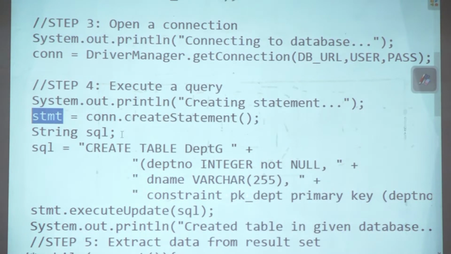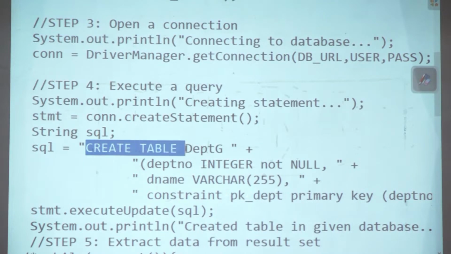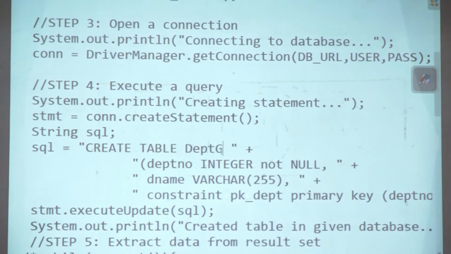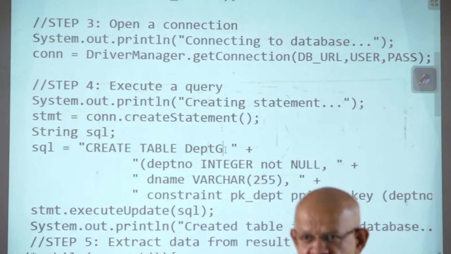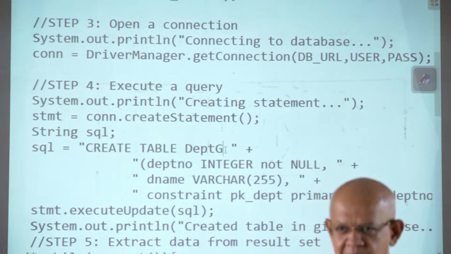Now we have just a simple statement which we want to issue to the database. It's a DDL. So what we are saying is create table department. Here please listen carefully. When you create your table, don't say DPTG. Say DPT and the last 3 digits of your roll number.